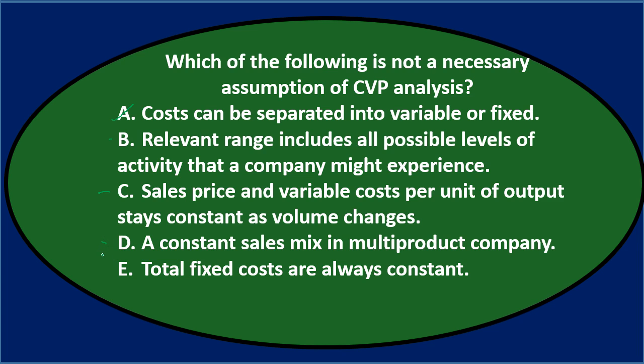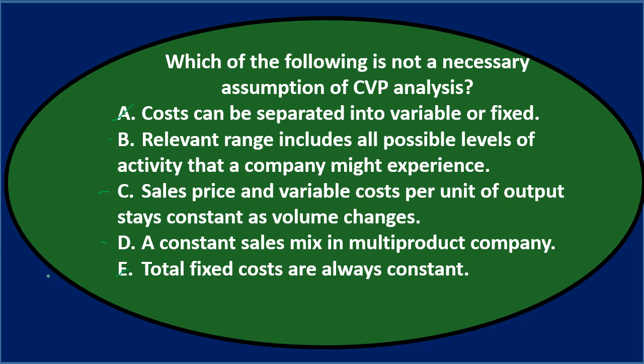And E says total fixed costs are always constant. And that's going to be one of the assumptions we make, because we're going to break things out into variable and fixed. And one of the assumptions we have to make then is the fixed costs act like fixed costs. So they're going to always be basically constant. So let's keep that, and we'll go with B, C, or D. Let's go through it again.